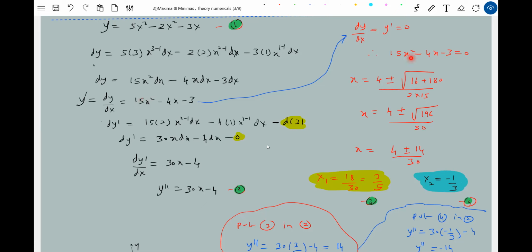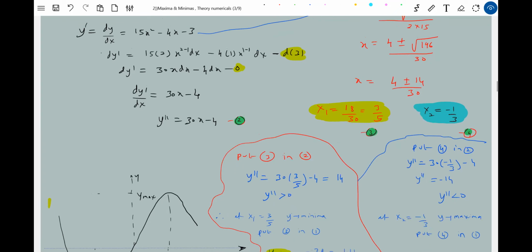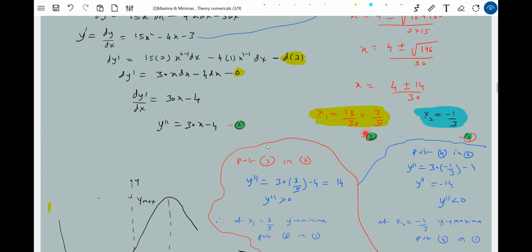We'll solve this quadratic equation. I'll get two values: x1 equal to 3 by 5, x2 equal to minus 1 by 3. What does it mean? We got two values. Again, what to interpret? Let me substitute these values, x1 and x2, here. Then I'll check the second order derivative. What conditions will arise? The next part of the problem is to put x1 in the second derivative.